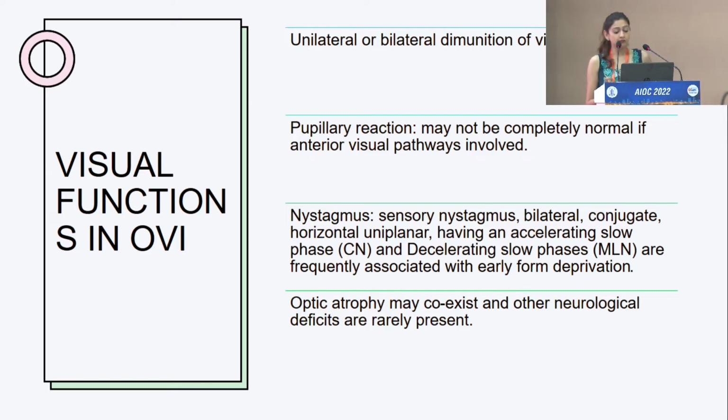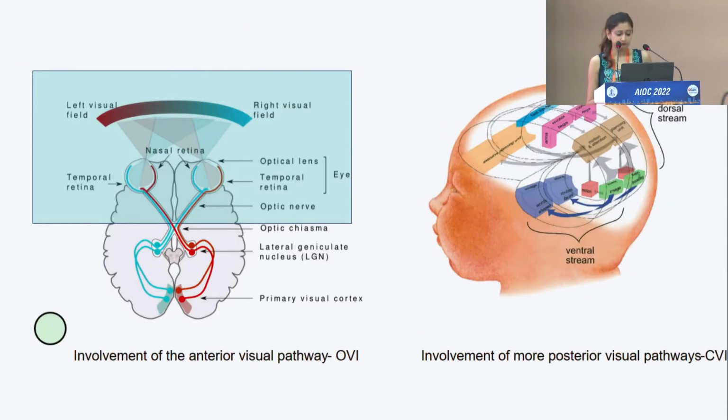Then, of course, in these children you will come across ocular disorders; optic atrophy may coexist, or others. After a comprehensive eye examination has been done, there are a lot of ocular causes which are contributing to the vision loss. So you have got the answer to your question: what is the cause of vision loss in these children? And the neurological deficits are usually not present in these children. So if we talk about OVI children, the defect lies in the anterior visual pathway, whereas in CVI children, the defect lies in the retrochiasmal pathway.